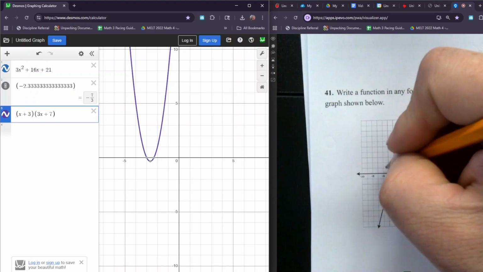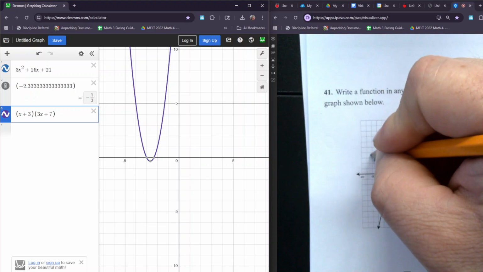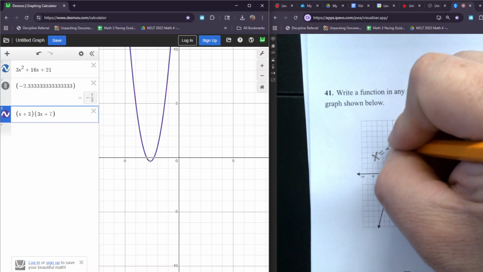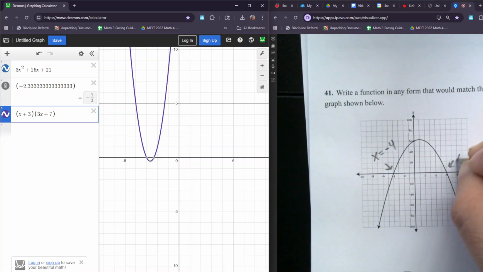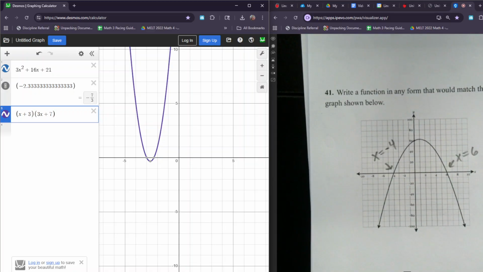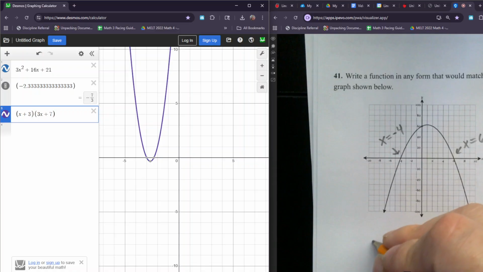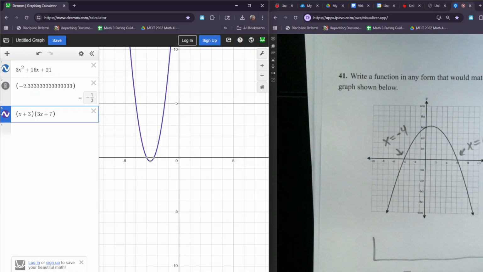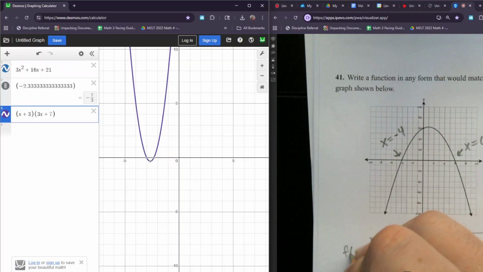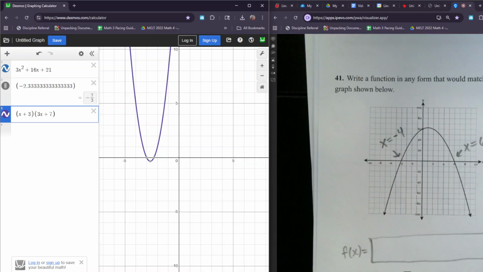Okay, so I know this is x equals -4. I know this is x equals +6. Both single roots because they cross. Okay, this is going to be one where you have to write the whole equation. You can't choose the equation. You got to write it yourself. So it's going to have a box here with probably f of x or something like that in it.